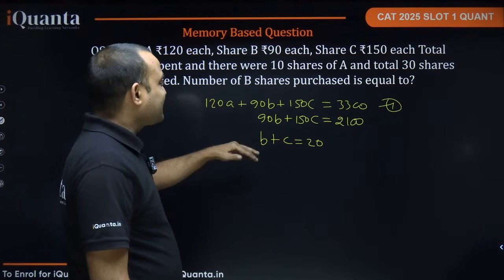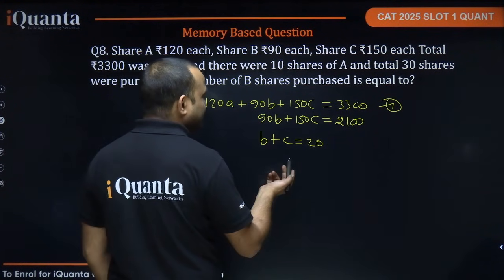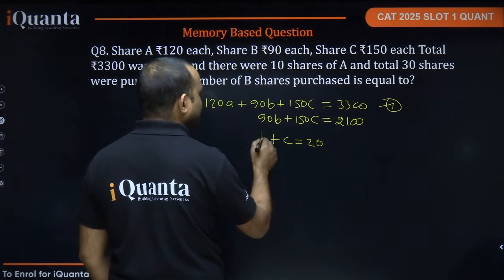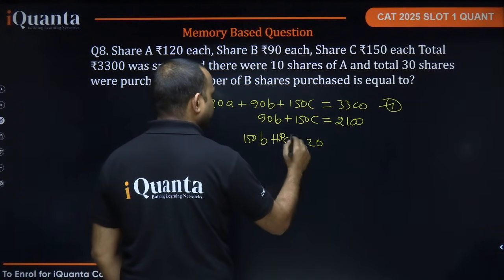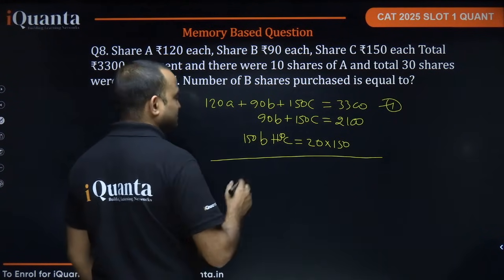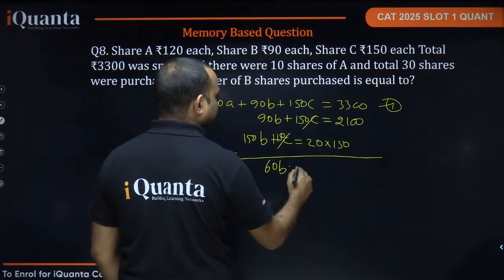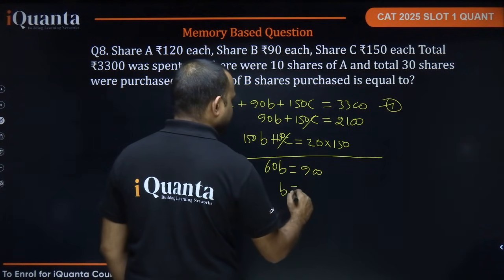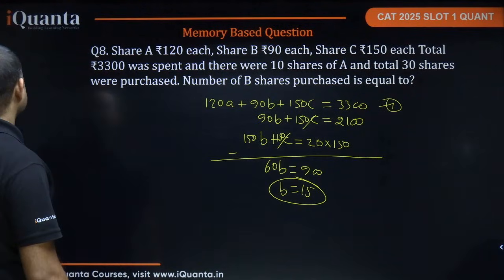How do we solve this? So in that case, we multiply B plus C equals 20 by 150 because we need to find B. So 150B plus 150C is 20 into 150, which is nothing but 3000. If you subtract this, C will be cancelled out. 60B is equal to 900, or B is equal to 15. That's the answer of this 8th question.